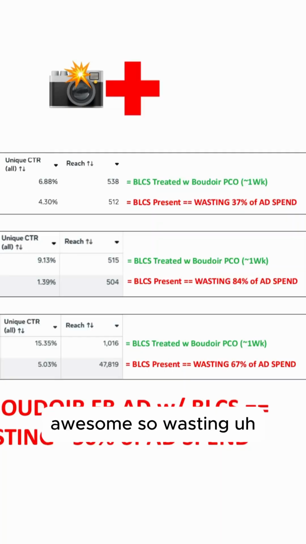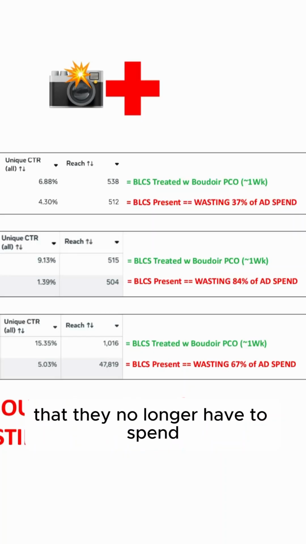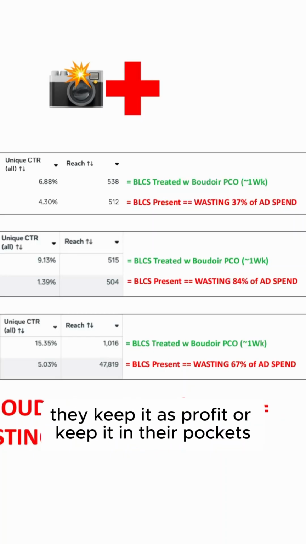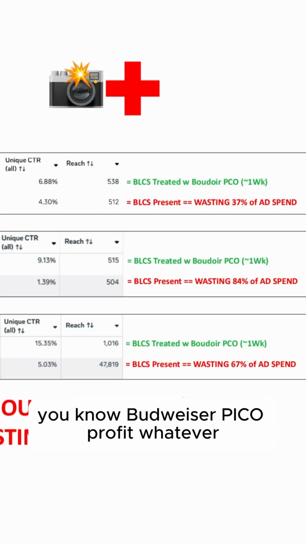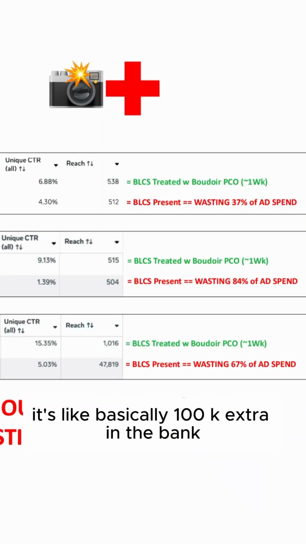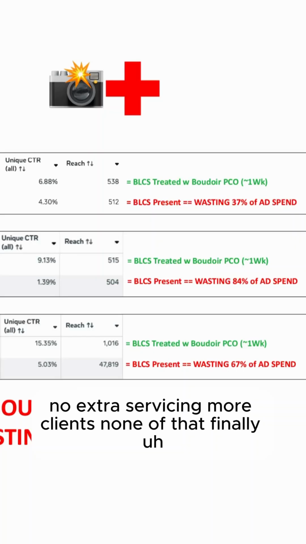Awesome. So that $8,400 a month difference that they no longer have to spend, they keep as profit or keep in their pockets every single month. Basically a phantom profit, Boudoir Pico profit, whatever. And at the end of 12 months, it's basically 100K extra in the bank. No extra work, no extra effort, no extra servicing more clients, none of that.